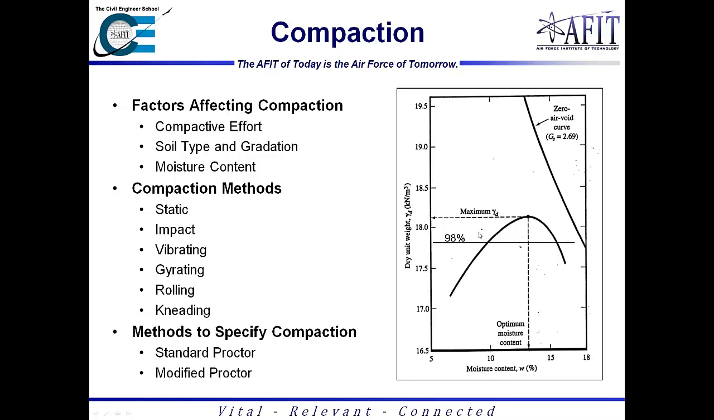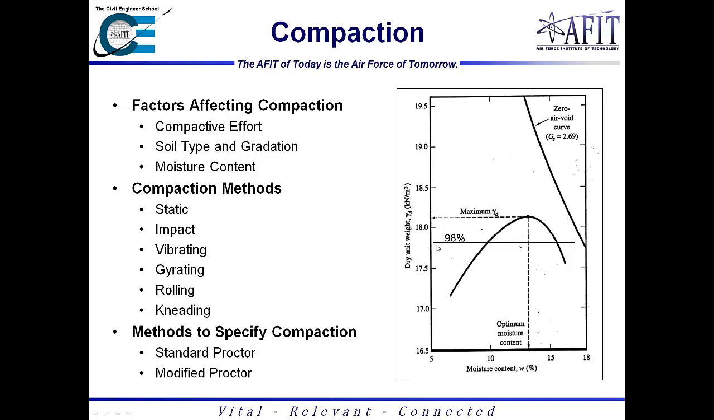One of the things I will point out is that when we do compaction, we always specify it as a percentage of maximum dry unit weight. Whether it's done using the standard Proctor or the modified Proctor, it's always done as 95% or 98% relative compaction. What that means in essence is the 98% line would be here. I take the dry unit weight value here and multiply it by 0.98, and I'll wind up with this value right here, which corresponds to about 17.8 right now.